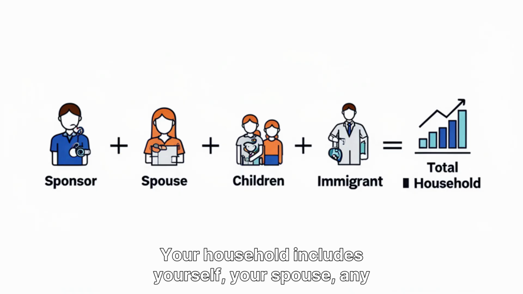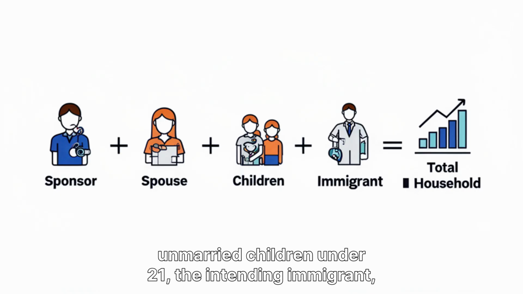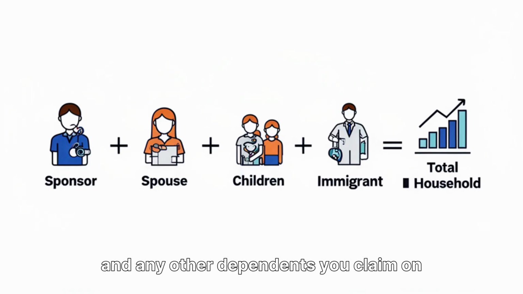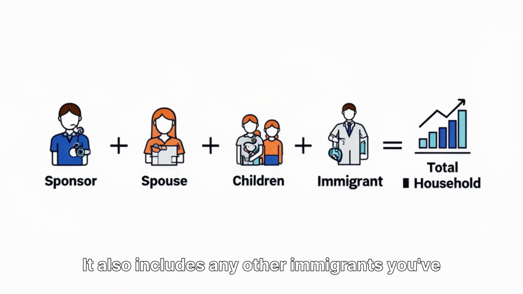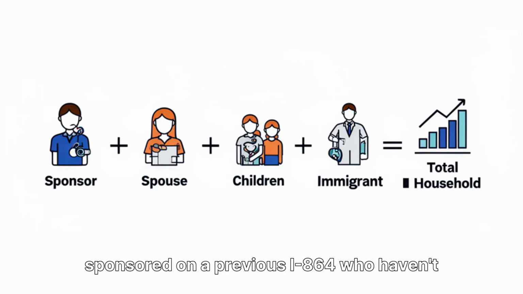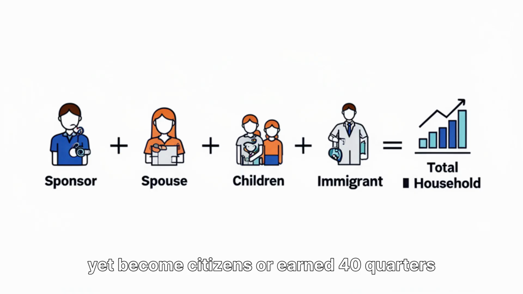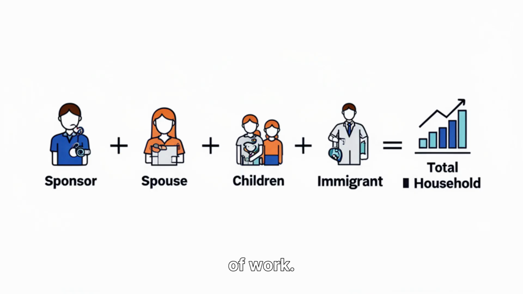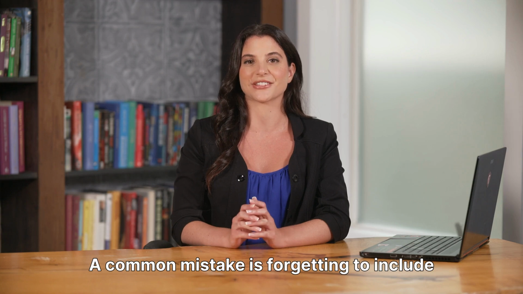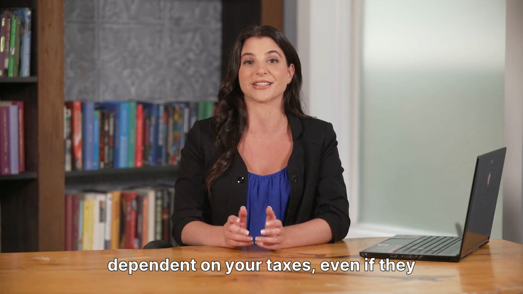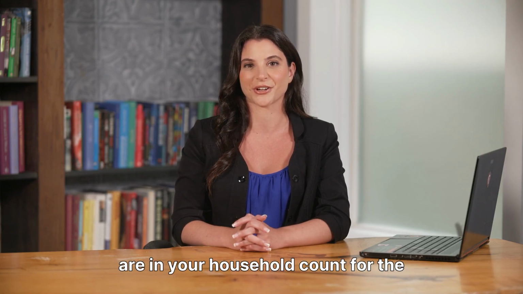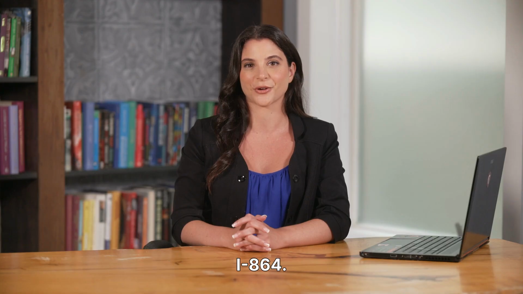Your household includes yourself, your spouse, any unmarried children under 21, the intending immigrant, and any other dependents you claim on your tax return. It also includes any other immigrants you've sponsored on a previous I-864 who haven't yet become citizens or earned 40 quarters of work. A common mistake is forgetting to include a parent or relative listed as a dependent on your taxes, even if they don't live with you.